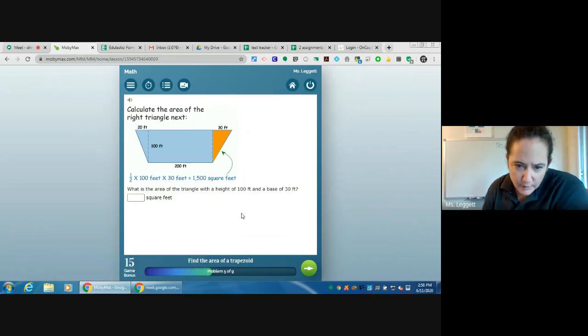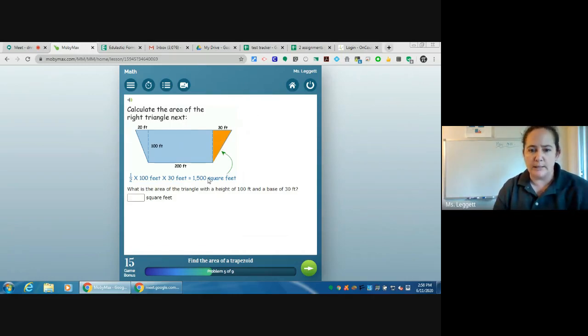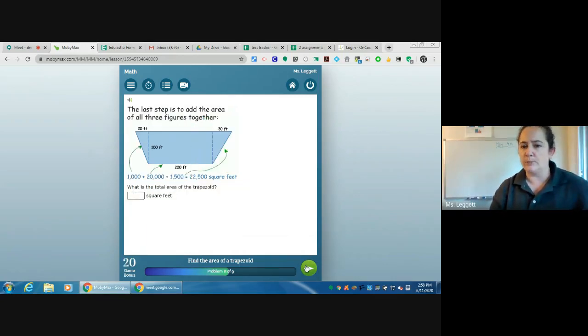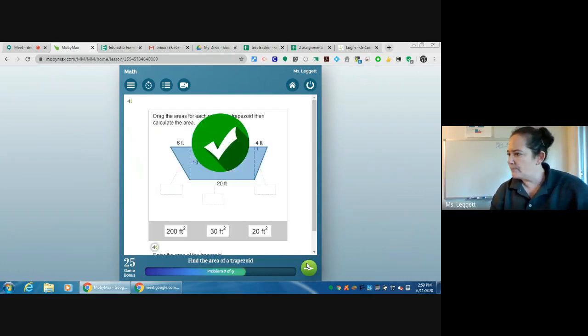So what is the area of the triangle with a height of 100 feet and the base of 30? Again, they have it highlighted, and again, they have the answer right there. So I'm just going to put 1,500 right there. No commas. I don't believe you have to enter the commas. I think if you try to, that they're going to say that it's wrong. So over here, it's asking for the total area. If you add up all 3 areas together, the answer is right there, 22,500.